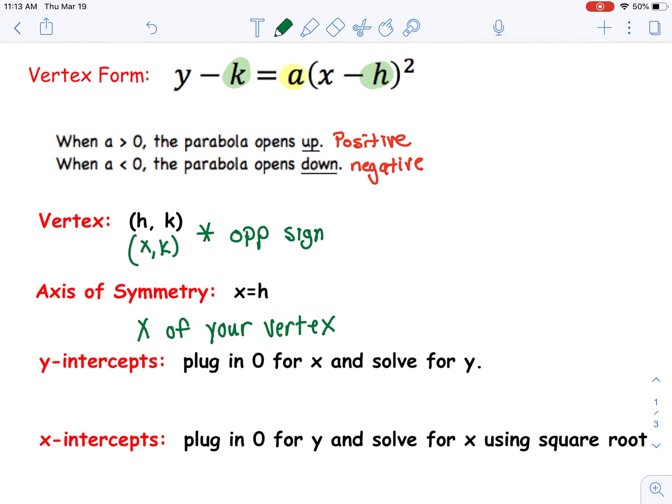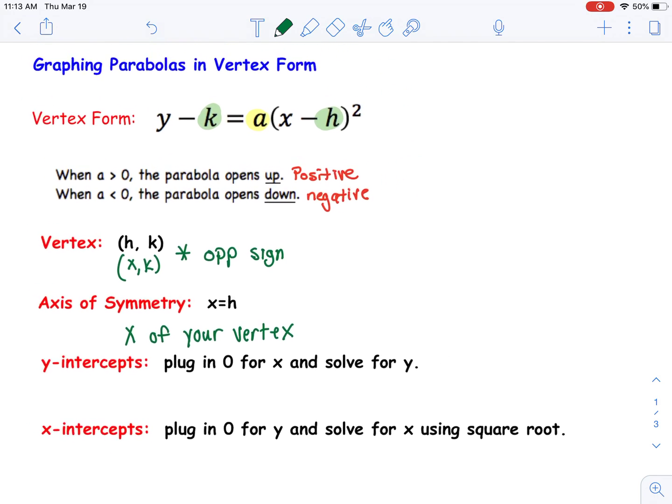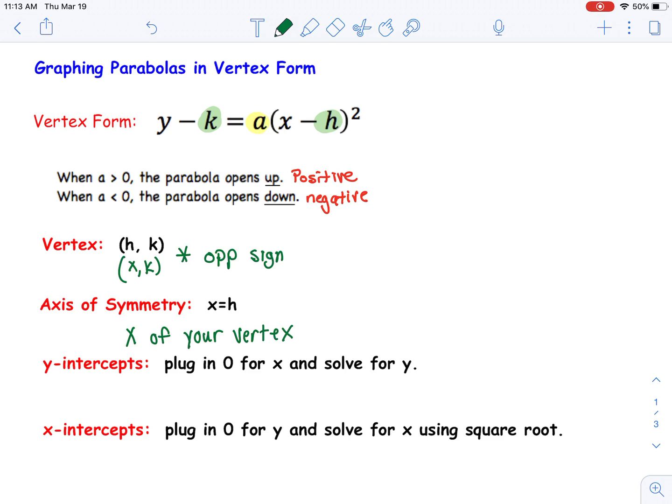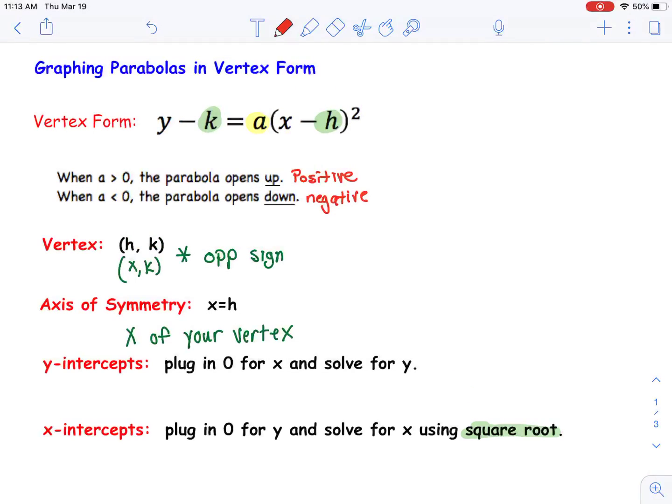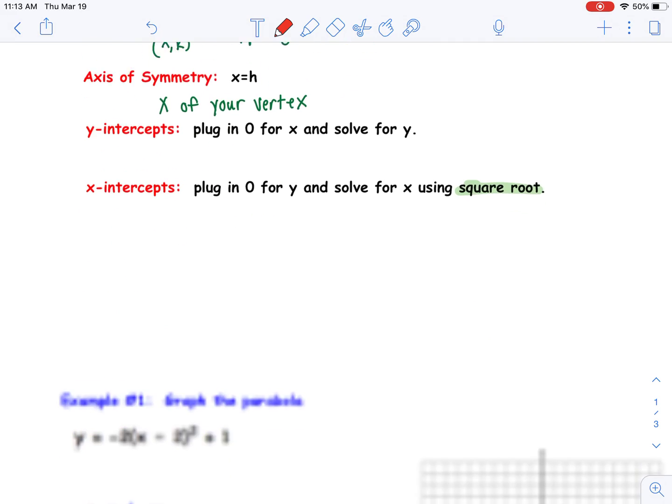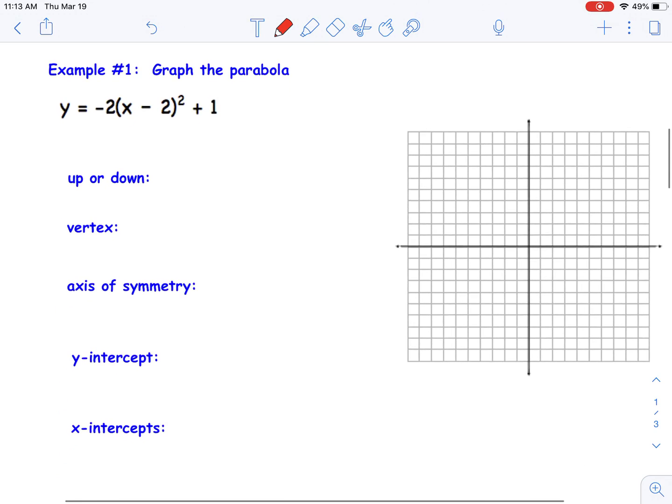Your y-intercept, you plug in 0 for x and solve for y. And your x-intercepts, this is the one that's a little bit different, you plug in 0 for y. Instead of factoring like we did in standard form, you're going to use the square root property, which you might need some review on, and we'll do that in the examples. I'm only going to do 2 examples just because if the video is too long, it won't upload. So let me go through this one.